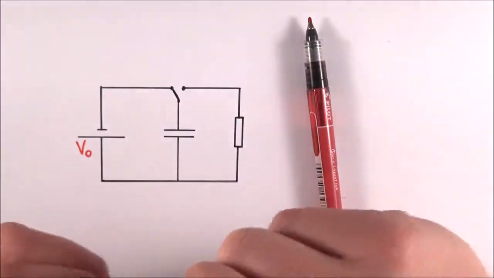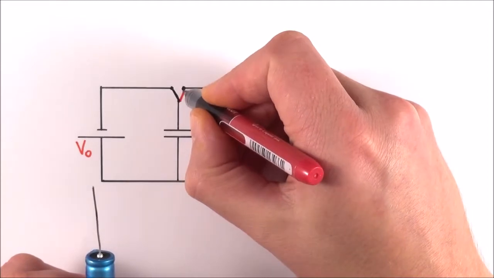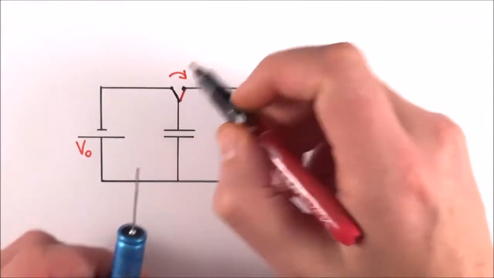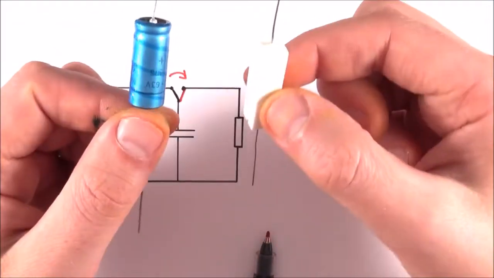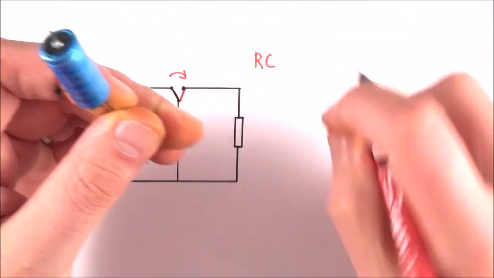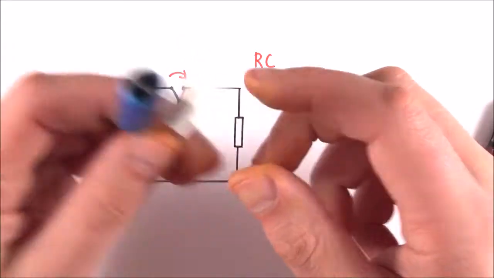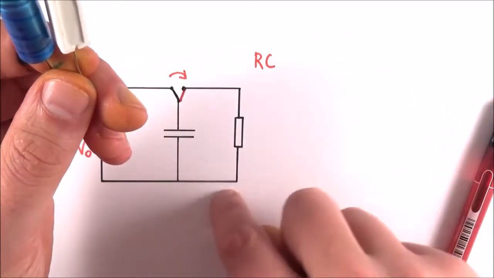in the circuit. But what we can then do is take this switch and flick it over to this position over here. So we've turned the switch over, we've opened this part of the circuit, and now what we have is a circuit with just a capacitor and a resistor. Now this kind of circuit is called an RC circuit. So RC isn't radio controlled, it is a resistor capacitor circuit. And what can then happen is that this capacitor will then discharge through the resistor.